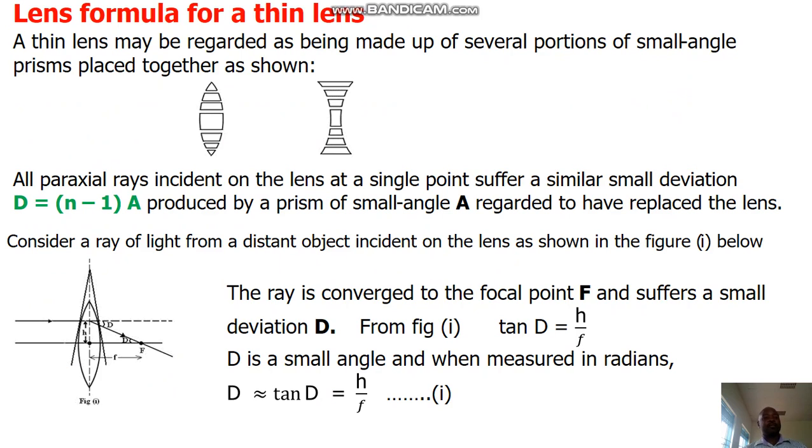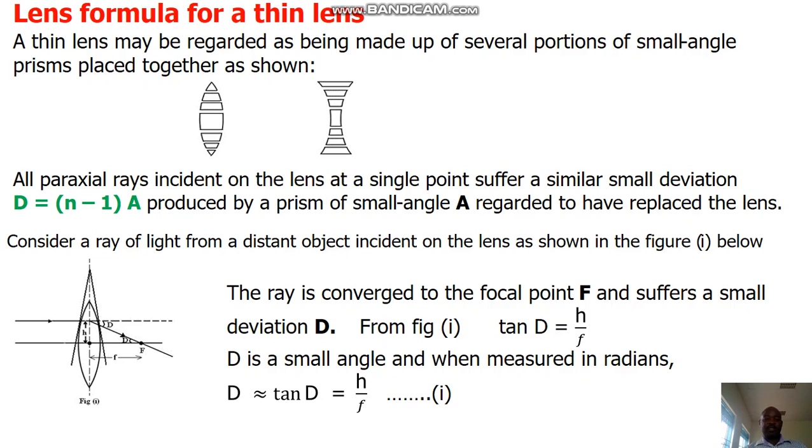Lens formula for a thin lens. A thin lens may be regarded as being made up of several portions of small-angled prisms placed together as shown in the figure. All paraxial rays incident on the lens at a single point suffer a similar small deviation d, which equals n minus 1 times A, produced by a prism of small angle A regarded to have replaced the lens.